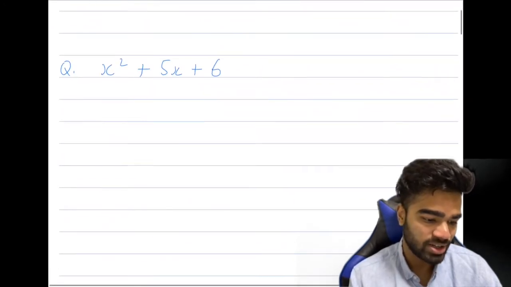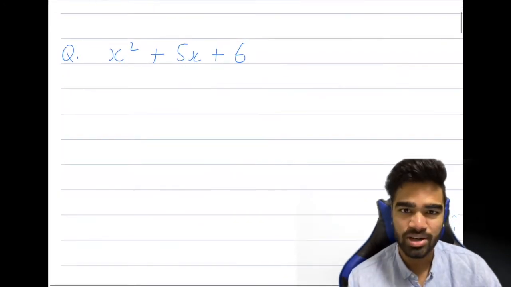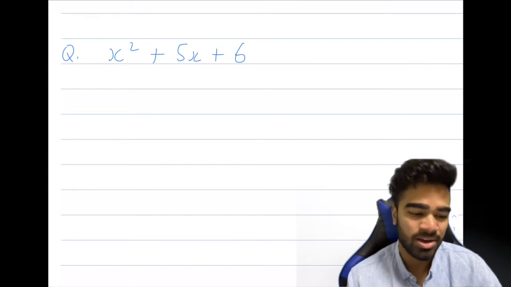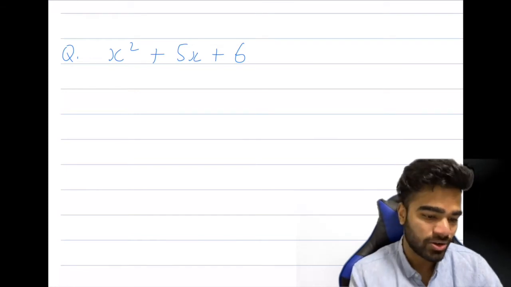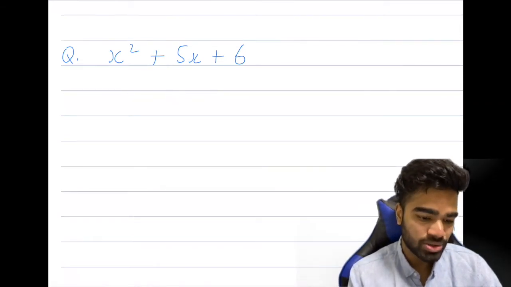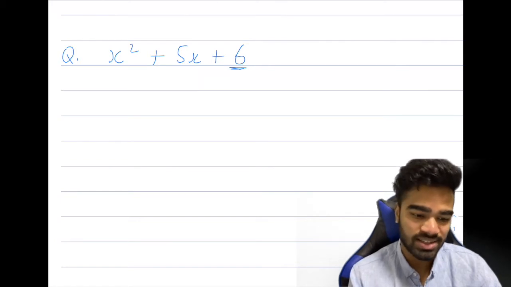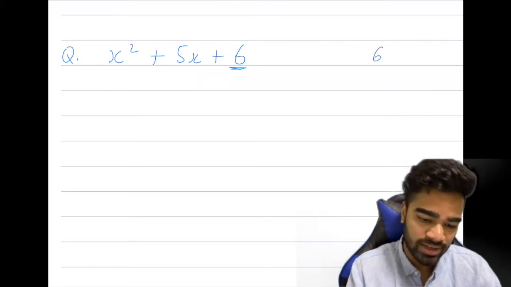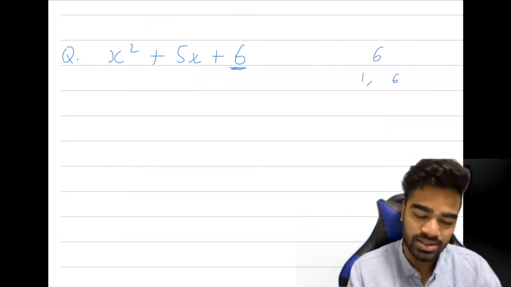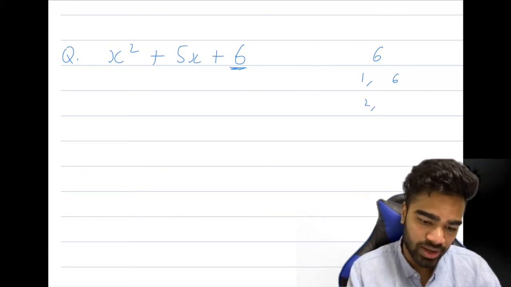So let's have a look at the first question. Again, this is nothing too hard. You probably already remember from last year, but I'm going to teach it to you anyway. First, we look at the last number, which in this case is 6. Write it to the side. Now write down all factors of 6: 1 and 6, and 2 and 3.